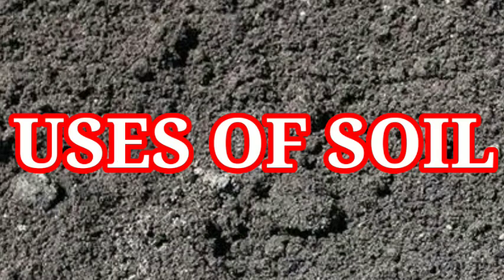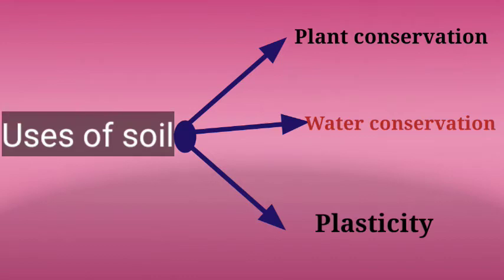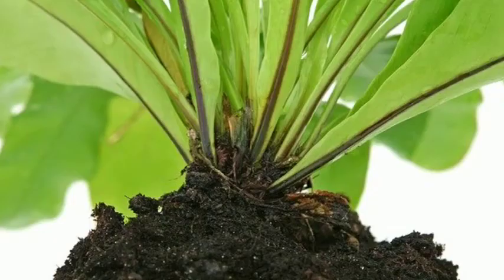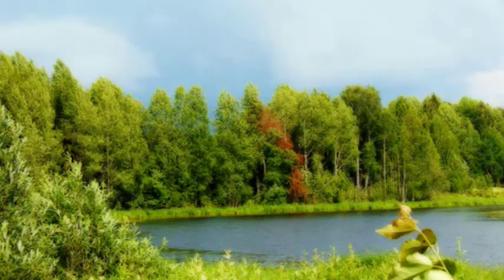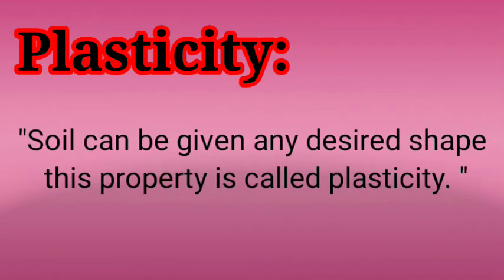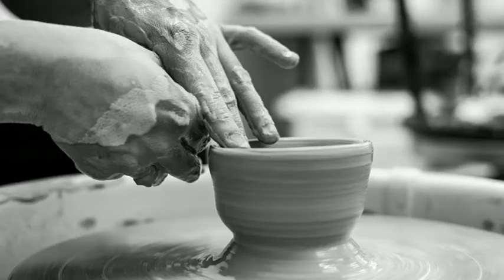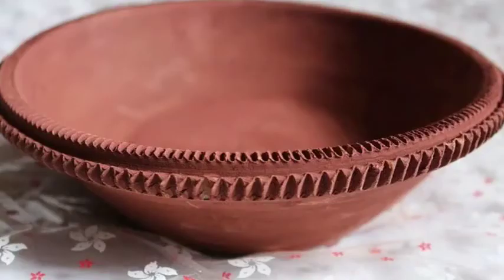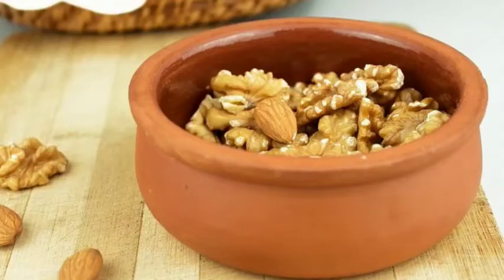Next point is uses of soil. First, soil helps plants to grow. Second, soil holds water in it, so soil is very important for conservation of water. Third, plasticity. Soil can be given any required shape. This property is called plasticity. We can make articles of different shapes and sizes using soil.